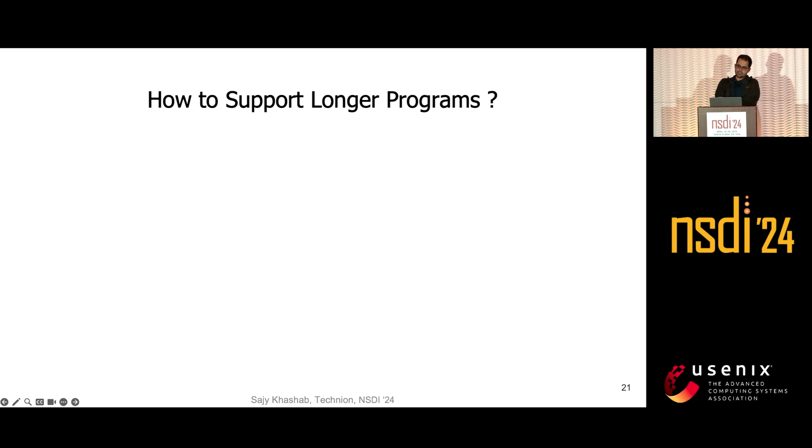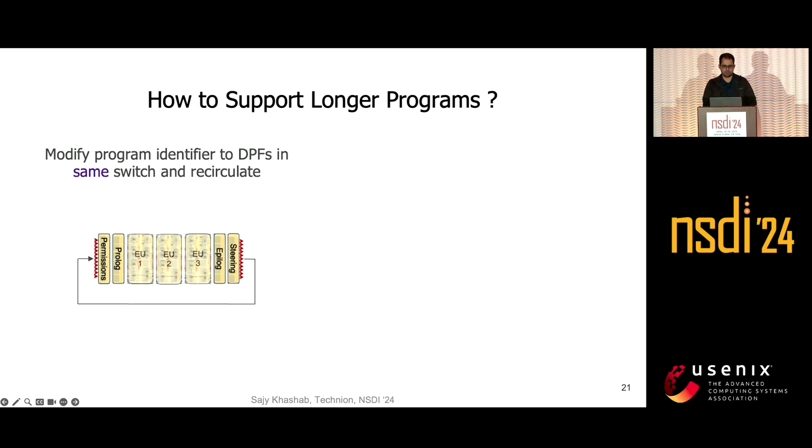Since the number of stages limits the DPF size, we might need to have larger programs that span multiple DPFs. First way to do it is to use recirculation. We can modify the program identifier at the epilogue, at the last stage, to point to a different program in the same switch, and then just recirculate the packet.